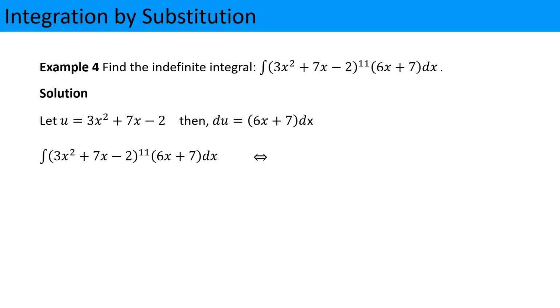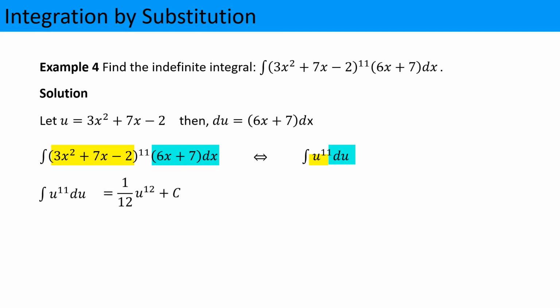It's going to look much simpler, right? Because where the 3x squared plus 7x minus 2 was, we put in u. And where the 6x plus 7 dx was, we replaced that with du. Now that's just a matter of using the power rule for integration to find the antiderivative. Let's do that. The integral of u to the 11 du is, remember, you just add 1. So you're going to have 1 divided by 11 plus 1, which is 12, u to the power of 12 plus c. Don't forget, though, your answer has to be in terms of x.